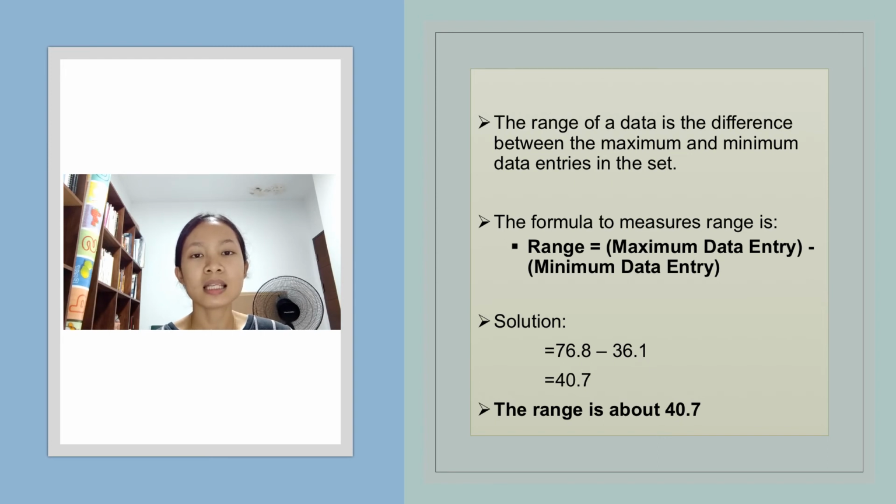The range of data is the difference between the maximum and minimum data entries in the set. The formula to measure range is maximum data entry minus minimum data entry. The solution is 76.8 minus 36.1. So the answer for range is about 40.7.